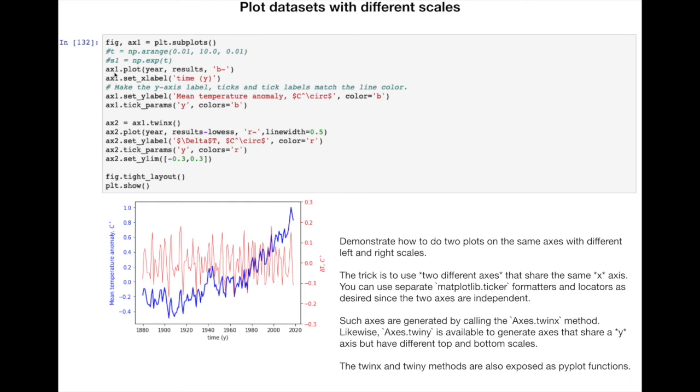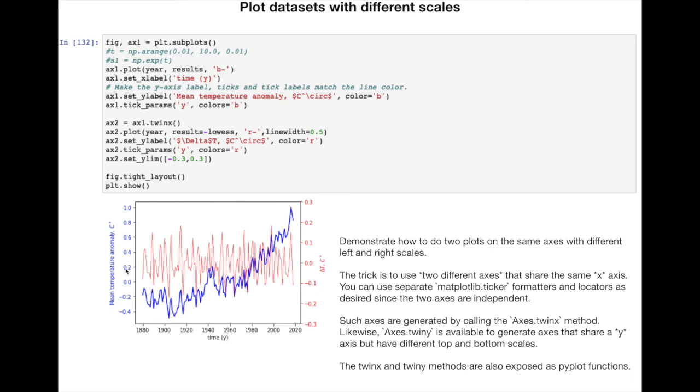So it's ax1.plot, and we plot the results as a function of year, using a blue solid line, and we do the label and everything. Then we do the ticks, with all these labels matching the line color. So the tick will be in the y direction, and we will use the color blue. If you look at this, ax1.plot generates this blue line with the temperature variations, with these blue labels on the y-axis.